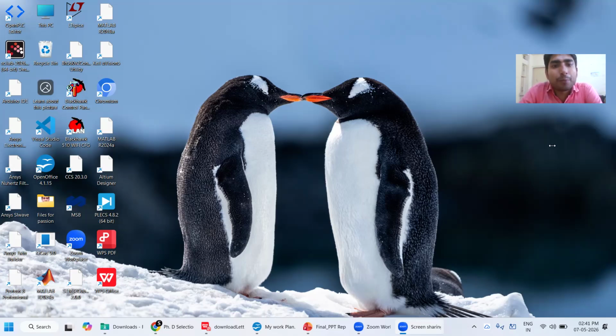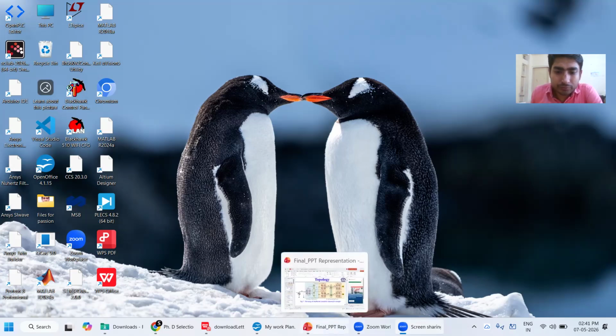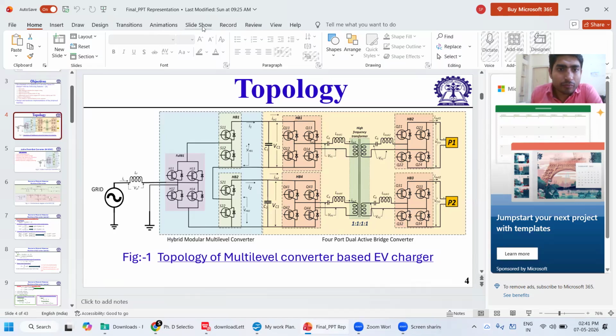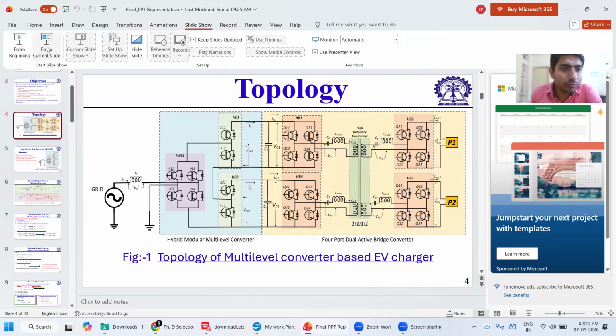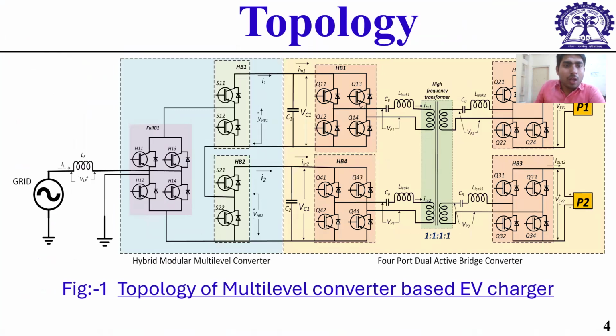I have done a project in my M.Tech. I want to show it to you. So my project is a multi-level converter-based EV battery charger. My guide was Professor Suman Maiti in the Department of Electrical Engineering, IIT Kharagpur.